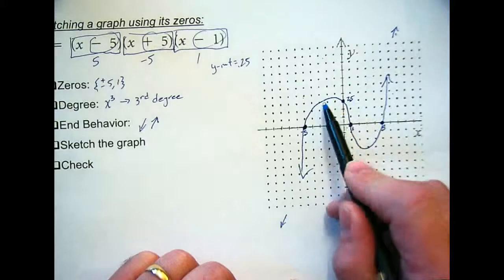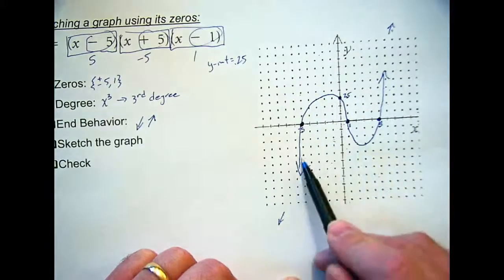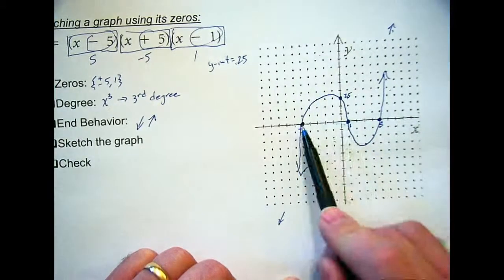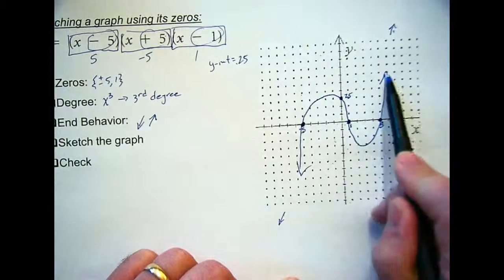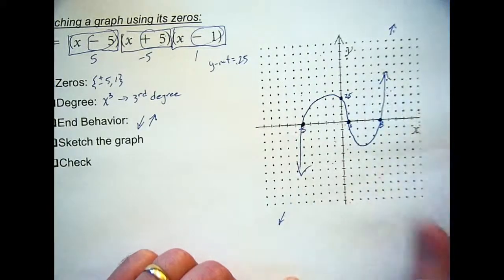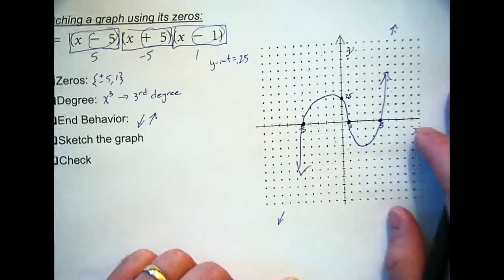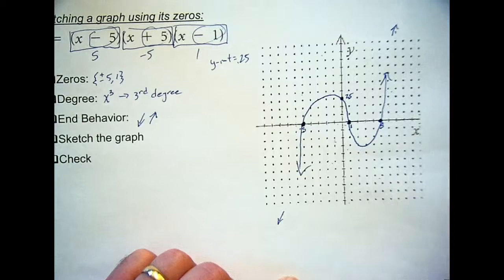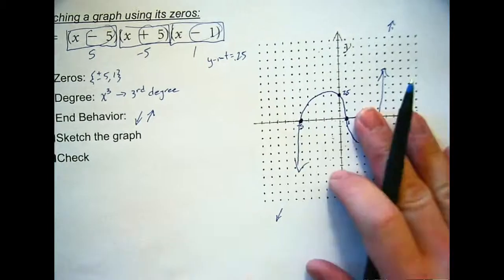This maximum is not accurate. In fact, where this goes down is not accurate. That's accurate. That's accurate. That's accurate. End behavior is accurate. That's it. Good? Any questions? It's that simple. That's one problem. Moving on.